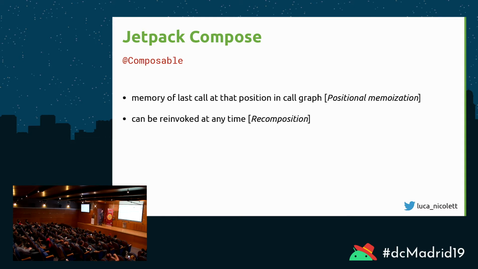The Composable annotation is meant to be used on composable functions. Composable functions are normal functions, but they have these extra capabilities of keeping in memory the last call at that position in the call graph, and they can be reinvoked at any time. The first capability is what they call positional memoization, and the second one is called recomposition.